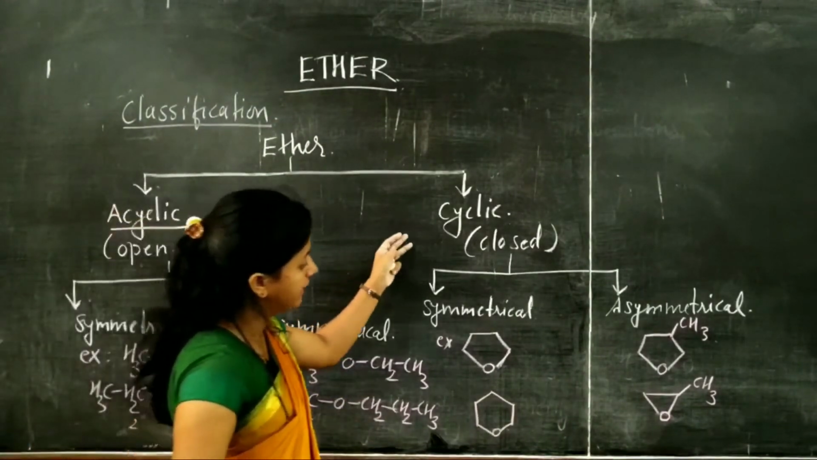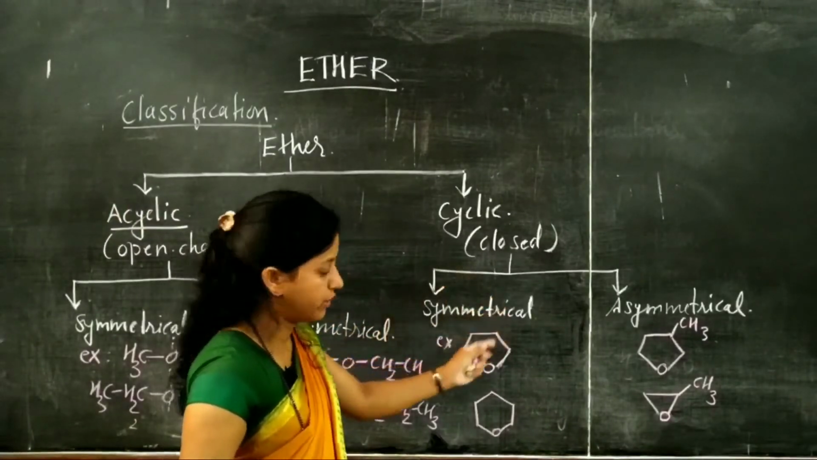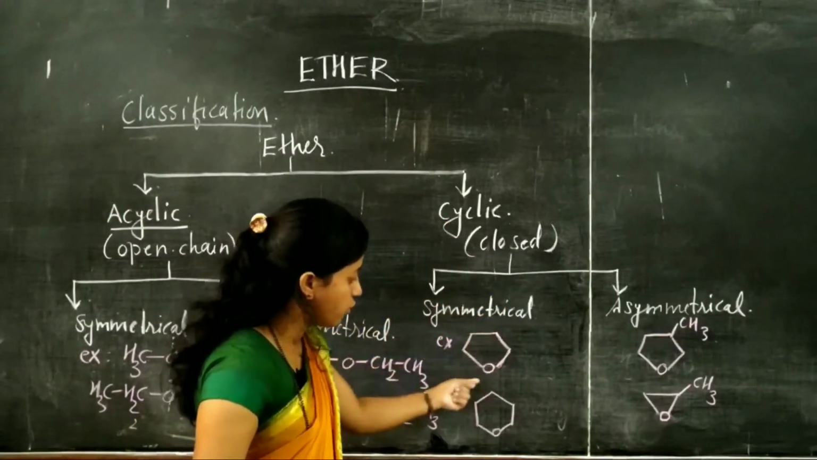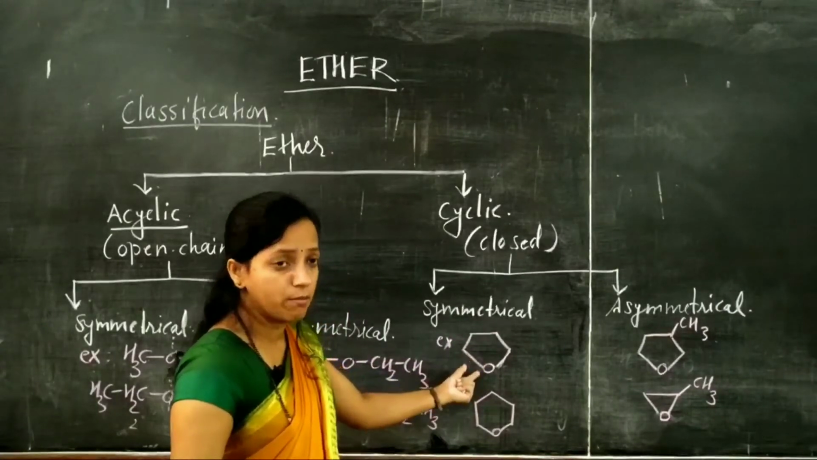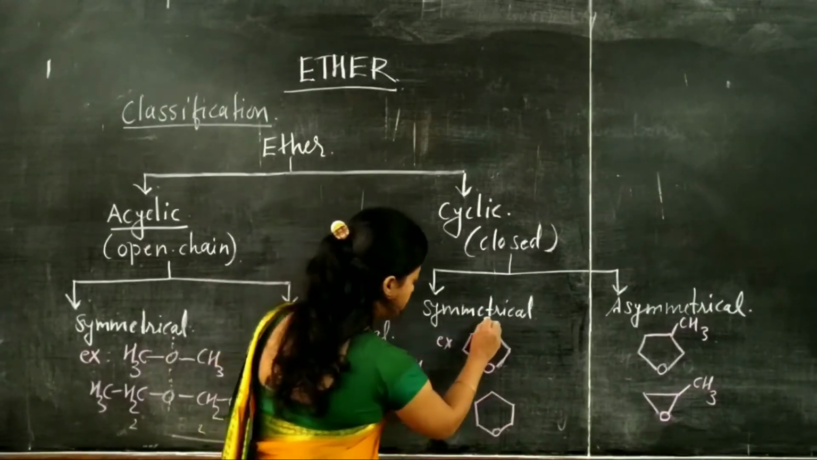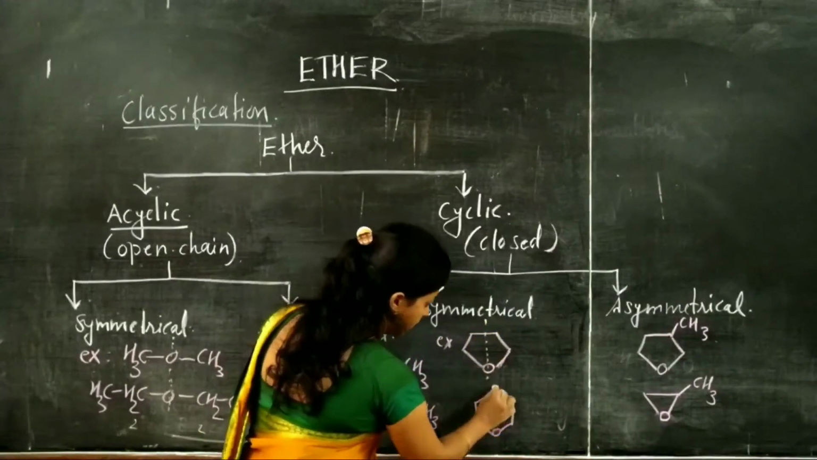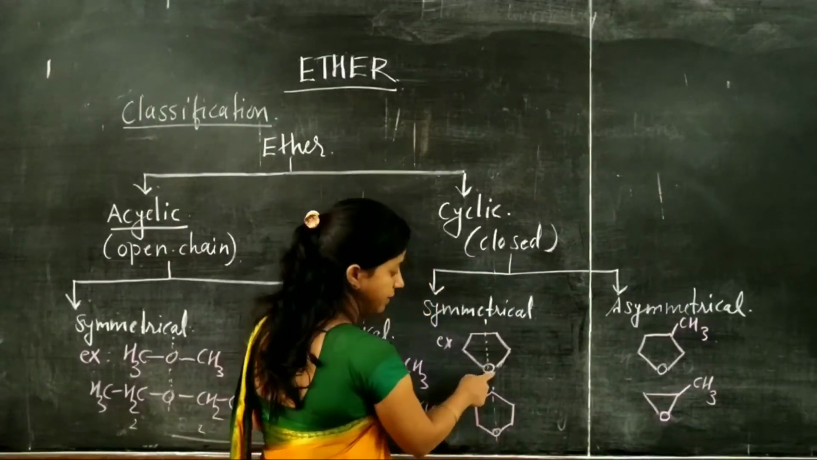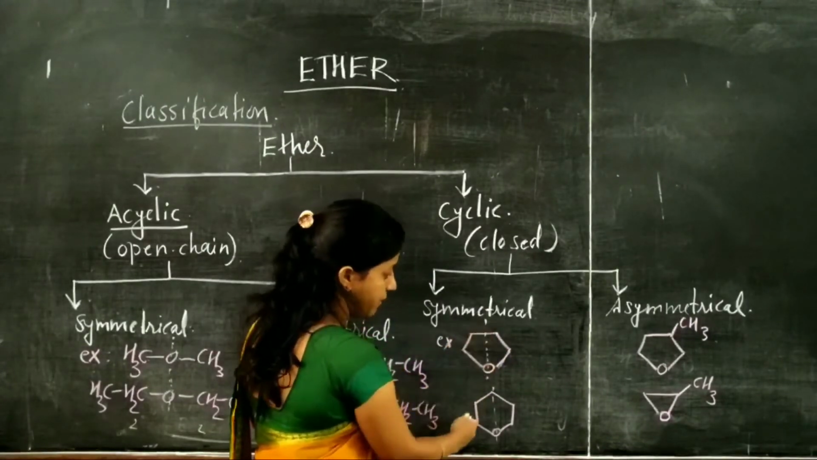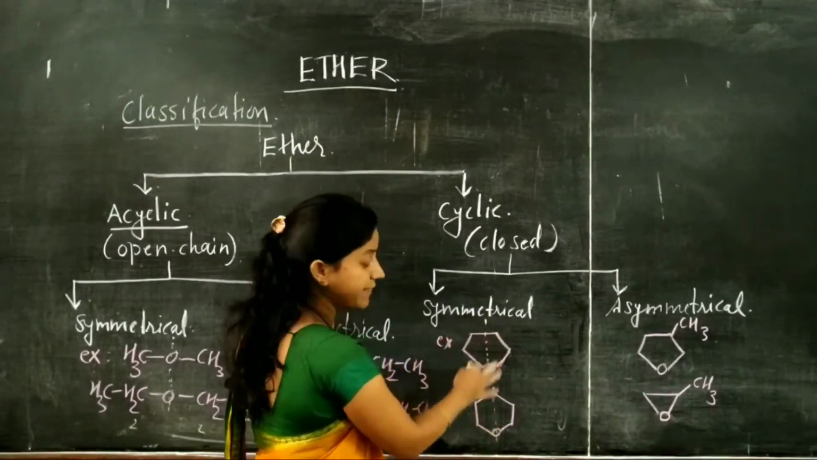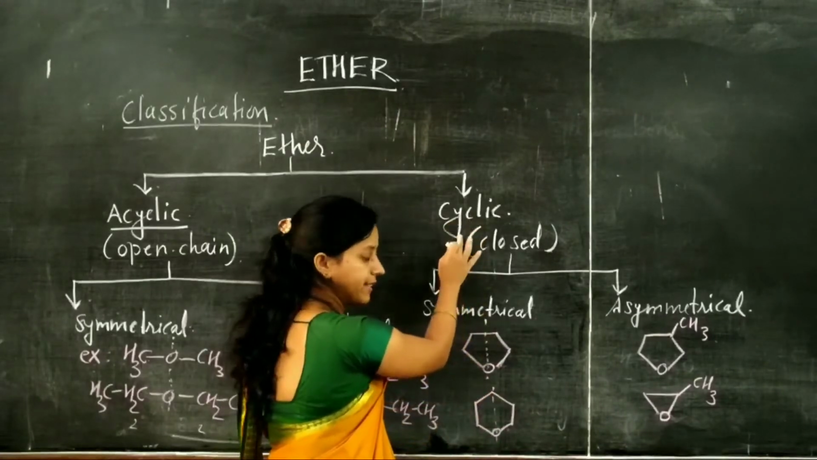In case of cyclic, similarly it is symmetrical or asymmetrical, but because it is a closed chain, another name for this type of compound is epoxide. Here if you see, this way we will get equal halves on either side. This has two carbons here, and again two carbons here. So this is a symmetrical ether which has a cyclic structure, so it comes under the cyclic category.